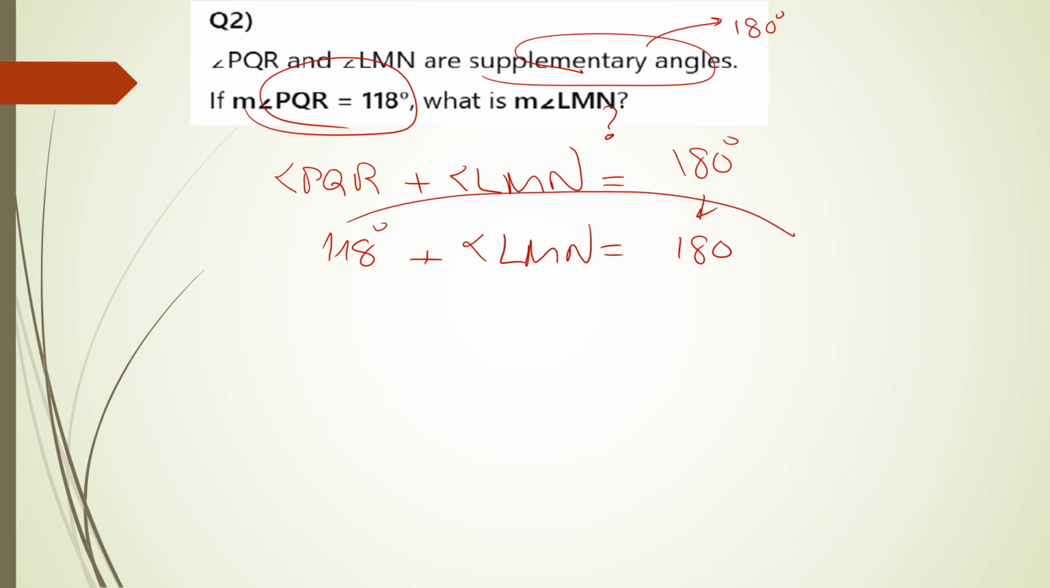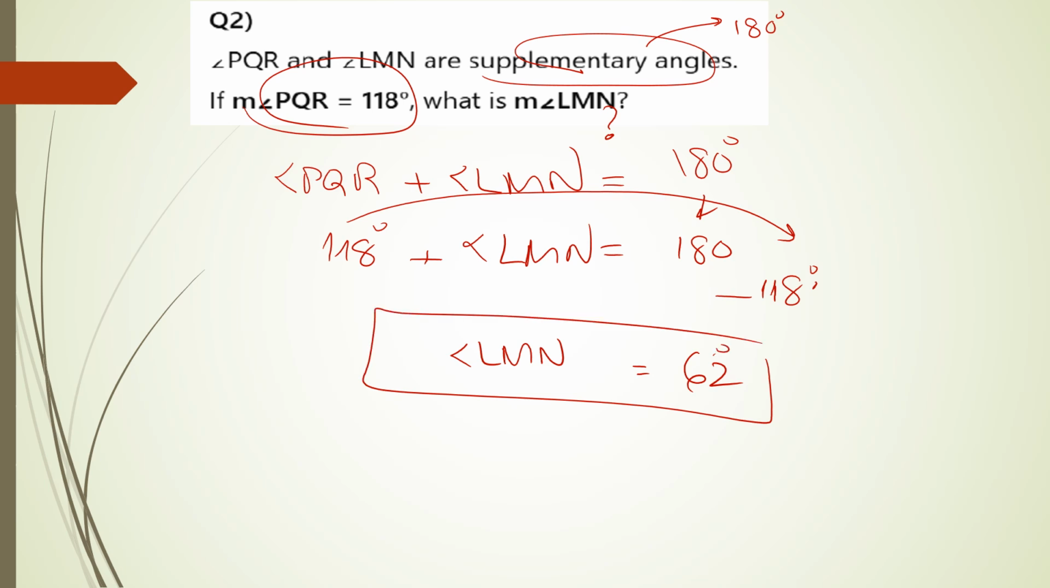Bring the 118 on the other side, plus 118 goes on the other side. It becomes minus 118. Write in the calculator 180 minus 118, you will get 62. So the measurement of angle LMN is 62 degrees. In order to make sure that your work is correct, add 62 plus 118. It gives you 180, which means your answer is correct.